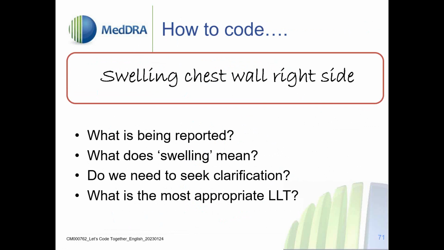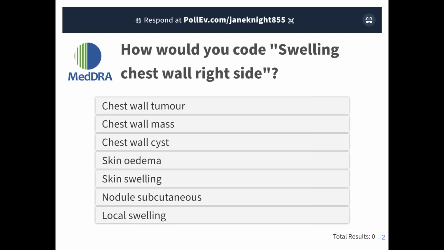Here's the next one. Swelling chest wall, right side. Again, laterality information. So what does swelling mean here? Do we need to seek clarification? And what would be the most appropriate LLT? And again, your turn. How would you deal with this verbatim here? Swelling chest wall, right side. Would you consider this to be a chest wall tumor, chest wall mass, chest wall cyst, skin edema, skin swelling? Would you consider LLT nodule subcutaneous or the LLT local swelling? What would you do with this one?